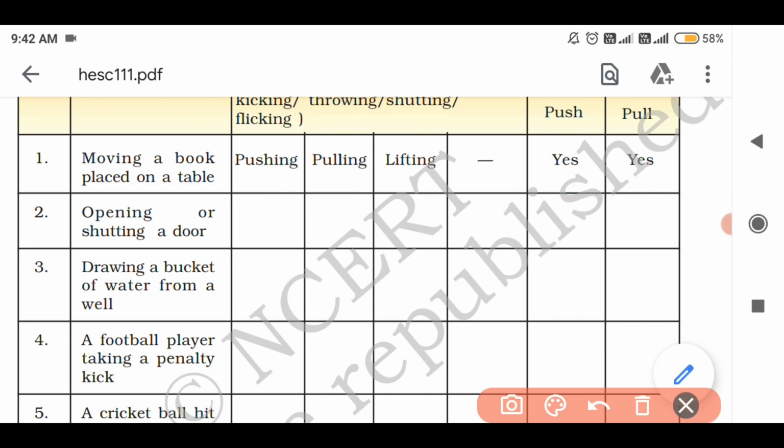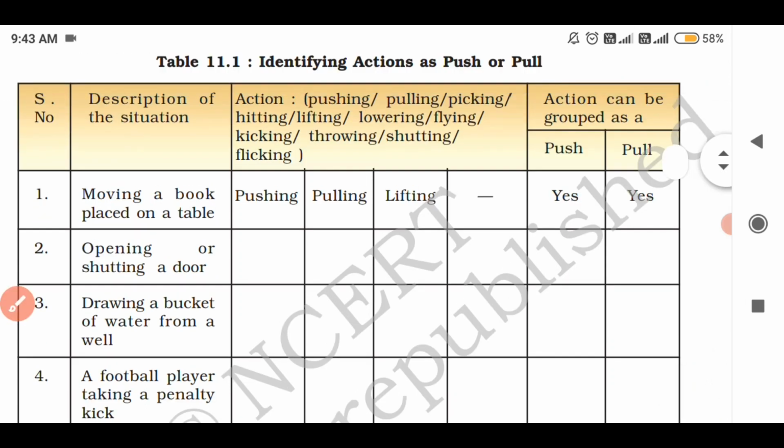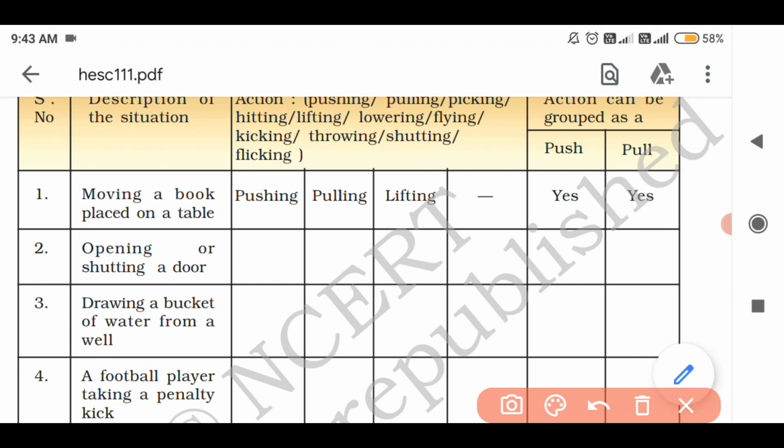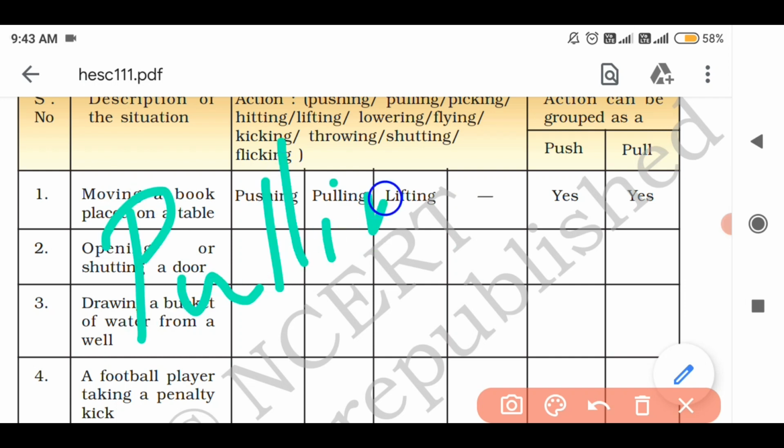Similarly, the second situation is given to us, opening or shutting a door. When we open or shut a door, first of all we need to do what? We need to pull it, right? So I will write it over here. You can write in this box, or in this box, or in this box also. There are 4 boxes given to you so that we can write the actions involved in this situation. So we can write pulling. To open a door we can pull the door.